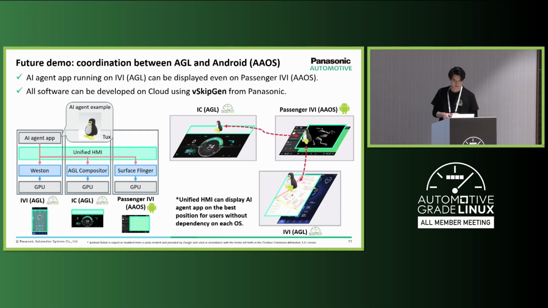The agent applications are important, and where the agent application is shown on the display matters. The agent applications can be placed in the best position for drivers without dependency on the operating systems and SoC configurations. And also, all the software used in these demonstrations are developed on cloud environment using vSkipchain, a solution from Panasonic, and we have a demonstration on the floor.